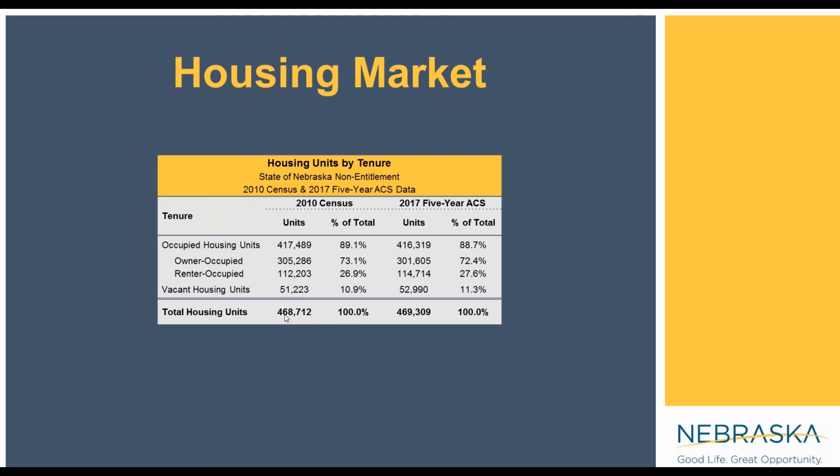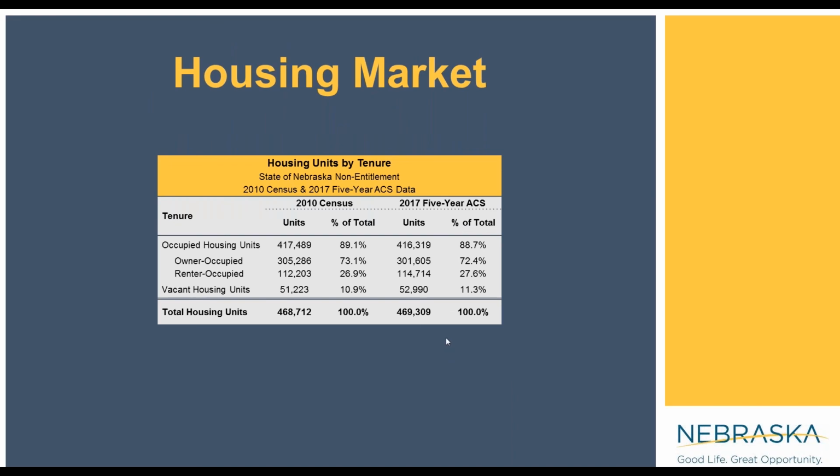So the way you read this is total occupied plus vacant equals total housing units, and owner plus renter equals occupied housing units. So we do see here a slight decrease in the percentage share of owner-occupied households, falling from 73.1 to 72.4, and conversely, a slight increase in the renter-occupied share, rising from 26.9 to 27.6%. Those aren't big increases, and owner-occupied share at 72.4% is pretty high compared to the national average, so that's pretty good. We do see a slight increase in the vacant housing units, rising from 10.9 to 11.3%.